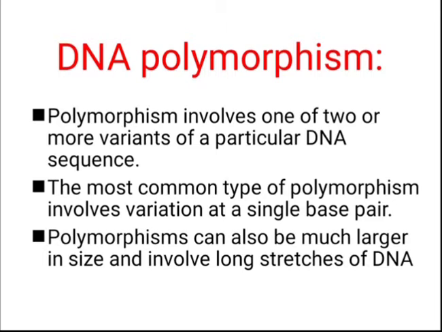And now DNA polymorphism. So polymorphism involves one of two or more variants of a particular DNA sequence. So simply, one or more forms of the variants of the DNA is called a polymorphism, and the most common type of polymorphism involves variation at a single base pair. And polymorphisms can also be much larger in size and involve long stretches of DNA.